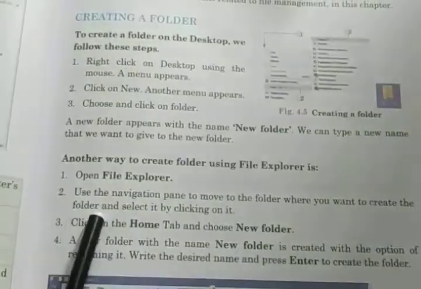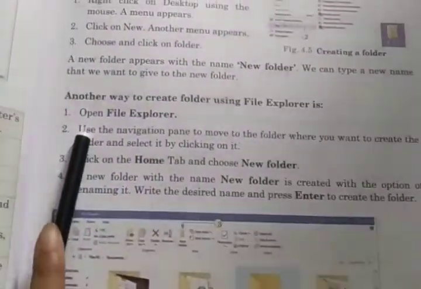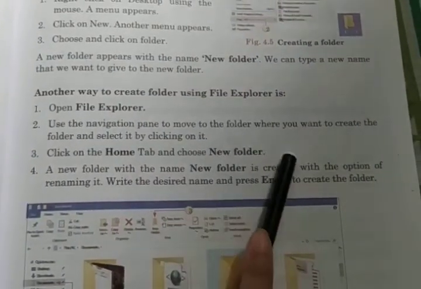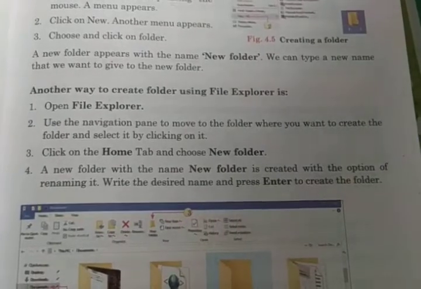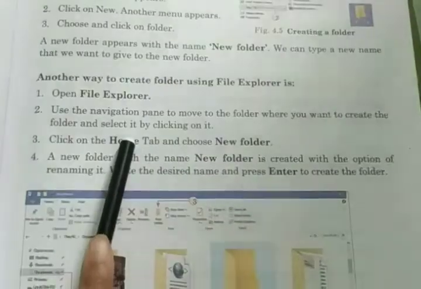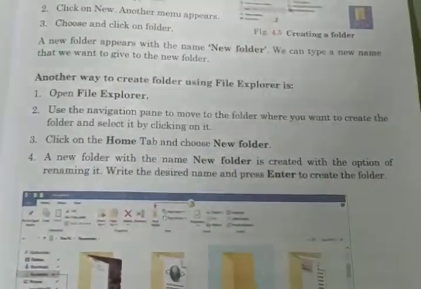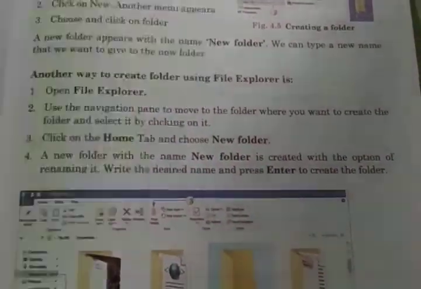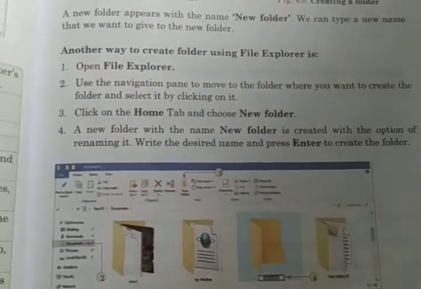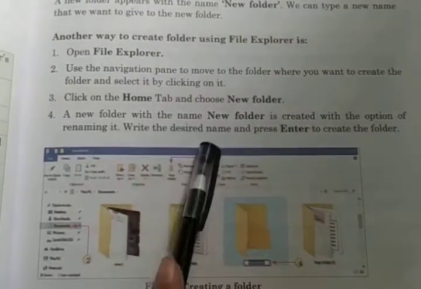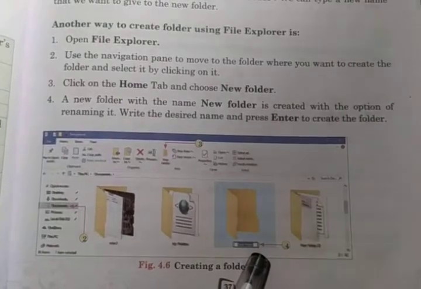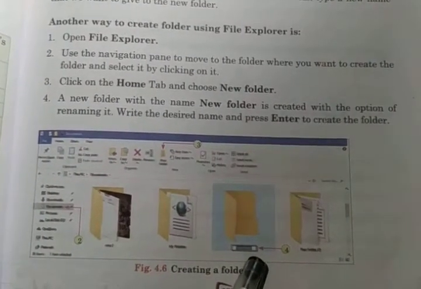Another way to create a folder using File Explorer is to open File Explorer, then use the navigation pane to move to where you want to create the folder and select it by clicking on it. So first you will open File Explorer, then you will use the navigation pane to move to the folder where you want to create it, and then you will click on the Home tab and choose New Folder. A new folder will appear, press backspace, write your desired name and press enter.